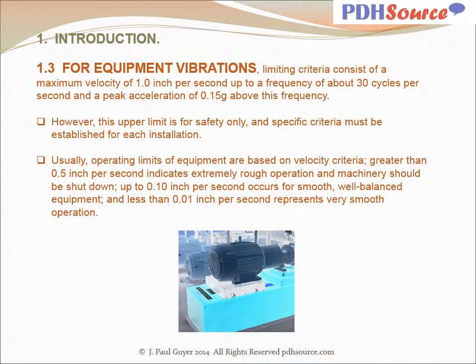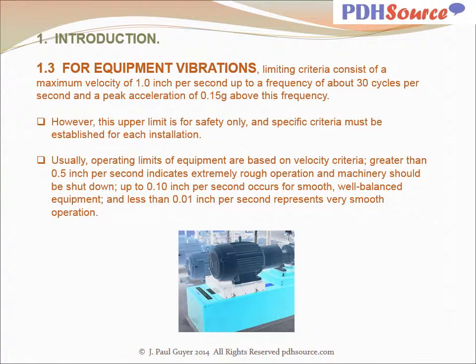For equipment vibrations, limiting criteria consist of a maximum velocity of 1 inch per second up to a frequency of about 30 cycles per second and a peak acceleration of 0.15 Gs above this frequency. However, this upper limit is for safety only, and specific criteria must be established for each installation. Usually, operating limits of equipment are based on velocity criteria.